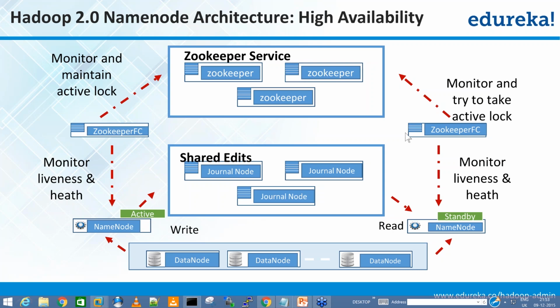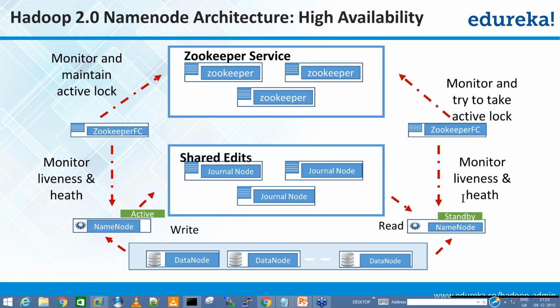Now, the failover process is very interesting as well. In the failover process, the standby NameNode ensures whether the active is still active or not. So what it does is it SSHs into the active NameNode, kills the active NameNode process if it is running, and then it becomes the active. Okay, then it becomes the active here.